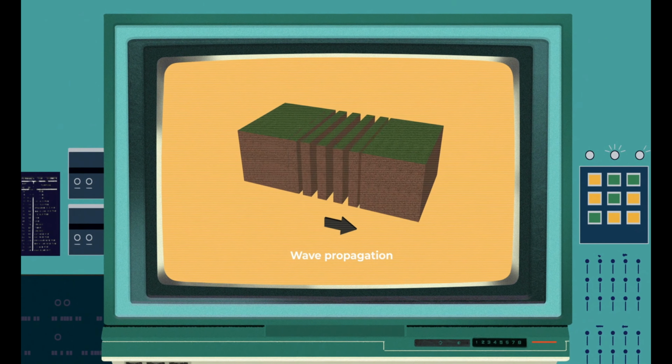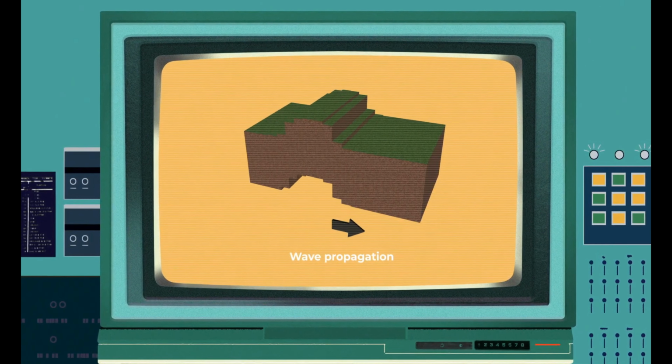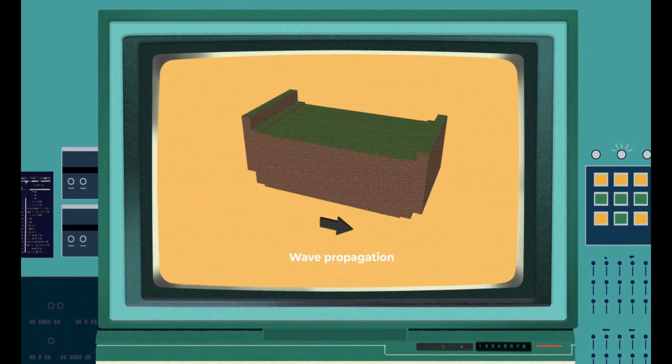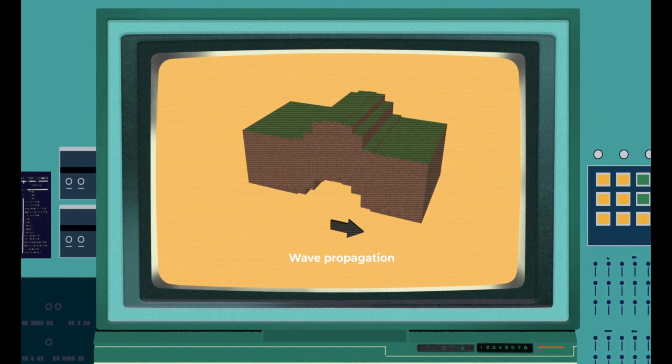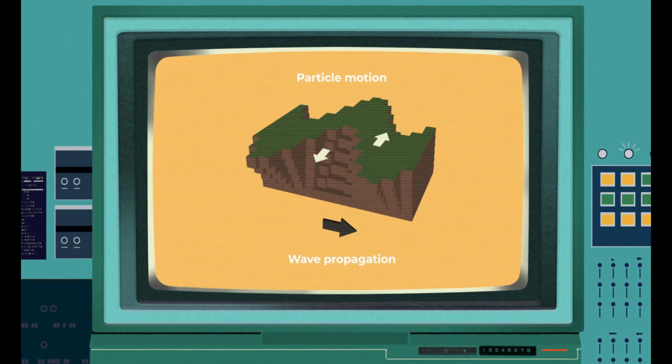The P waves, or primary waves, are compression waves. They're also known as push-pull waves. They travel the fastest and are the first waves to be detected. S waves, or secondary waves, are shear waves and move in a side-to-side motion. They're the second wave type to be detected.